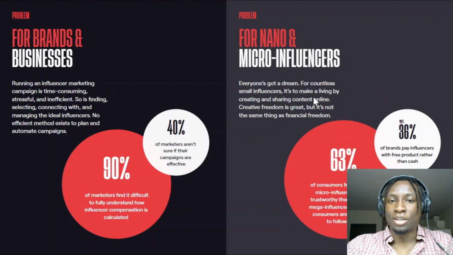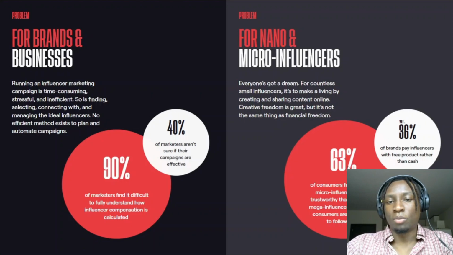So everyone's got a dream. For countless small influencers, it's to make a living by creating and sharing content online. Creating freedom is great, but it's not the same thing as financial freedom. So this gives an opportunity to bridge the gap between the micro influencer and the big time sponsors, so they can connect and find each other easily and organize everything simply, so each person wins, and it sort of Lean Six Sigmas the process.